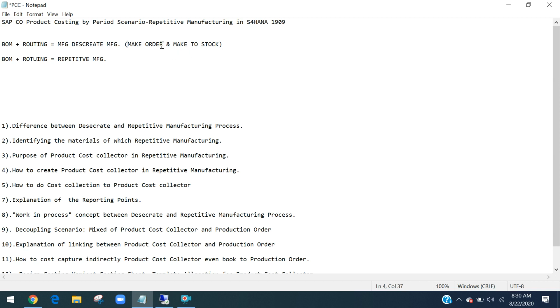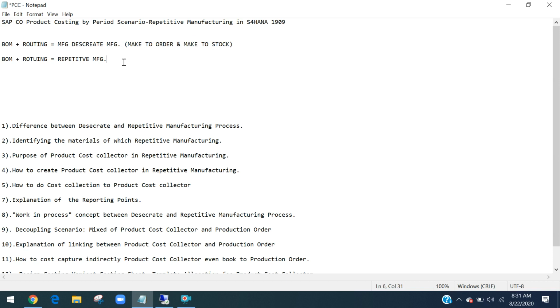What is the difference between make to order and make to stock? Make to order means we manufacture based on the customer order, so manufacturing starts based on the customer. Make to stock means based on the market, based on the demand, we start the manufacturing process without a customer sales order. That is the difference between make to stock and make to order. In both cases, normally discrete manufacturing is used.